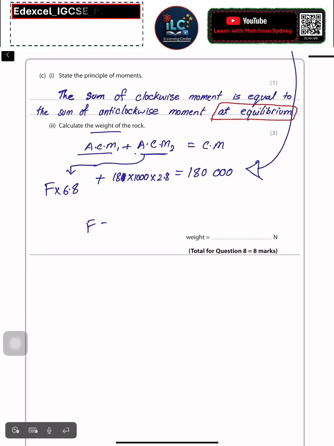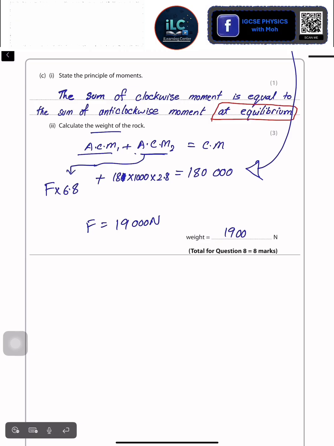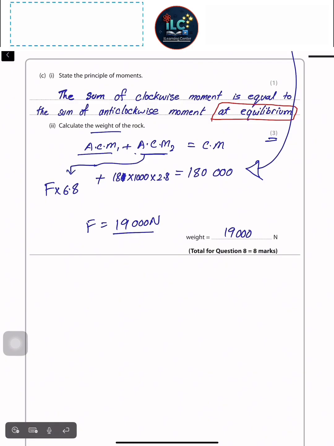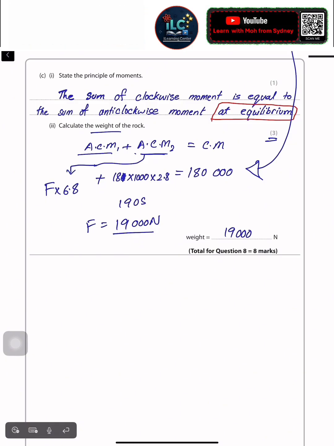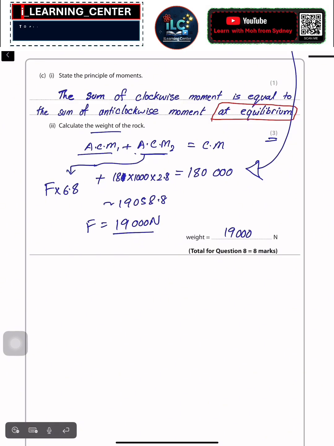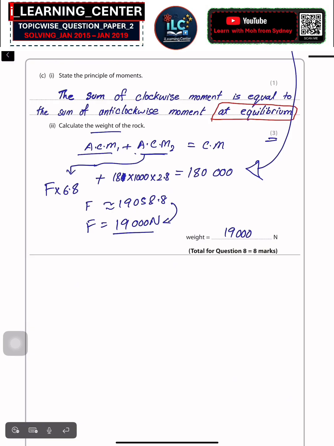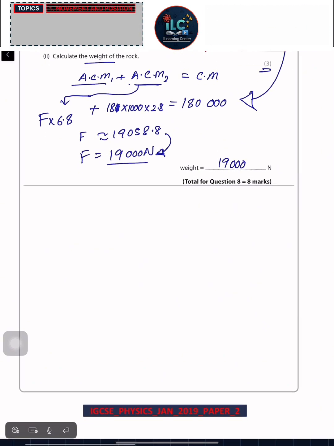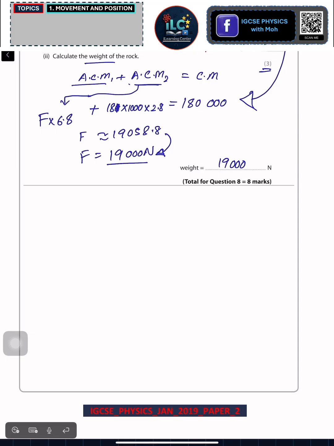Your F is equal to 19000 Newton, and you get 3 marks for this straight away. Remember we just rounded up, the actual answer was 19058.8, and we rounded that to this. If they don't tell you how to write your answer, you can do some rounding up. That's fine, but you have to be very careful that you don't make mistakes in rounding up.